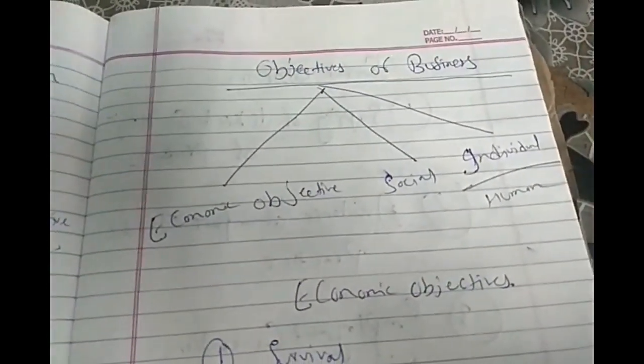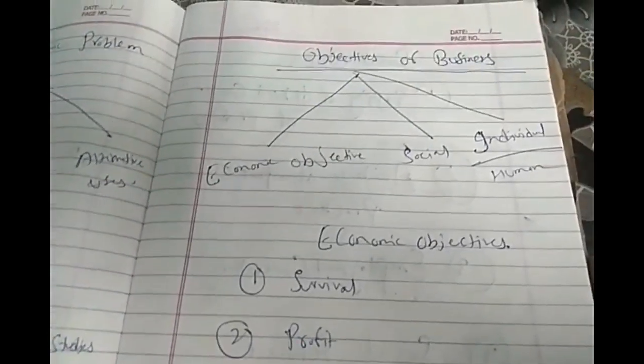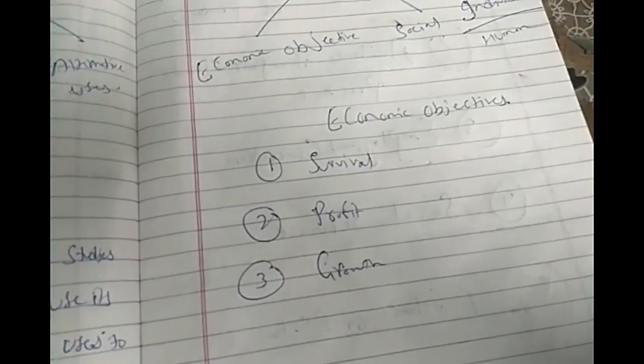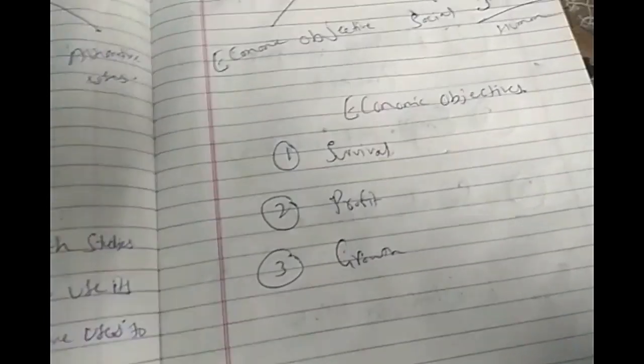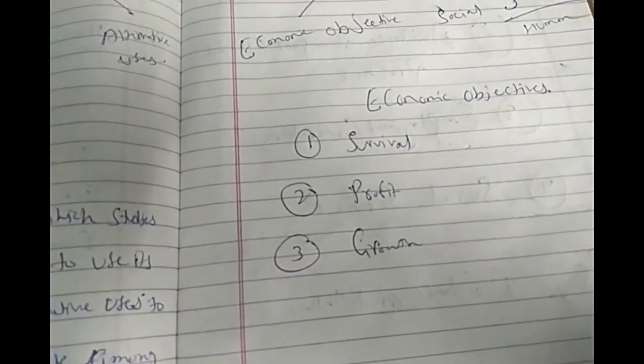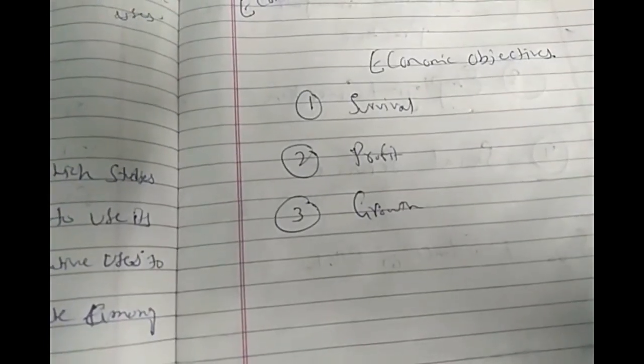Now I am going to make you understand all these objectives one by one. The first objective is the economic objective. That is the main objective of every businessman, to earn more and more profit, and that can be done only with the three mottos, the three objectives that every businessman has. The first, I am going to make you understand, is survival.